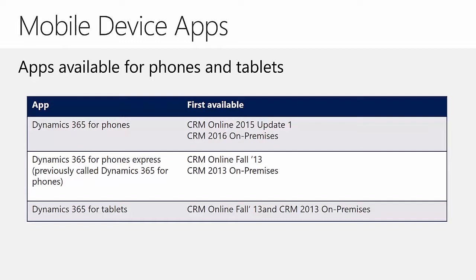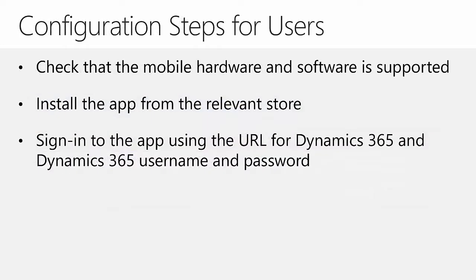Now let's take a look at Dynamics 365 for Phones Express. Confusingly, this app was previously called CRM for Phones and was first made available in CRM Online Fall 2013 and CRM 2013 on premises. Dynamics 365 for tablets was first released for CRM Online Fall 2013 and CRM 2013 on premises. There is no charge for any of these apps for licensed users of Dynamics 365 and Dynamics 365 on premises.